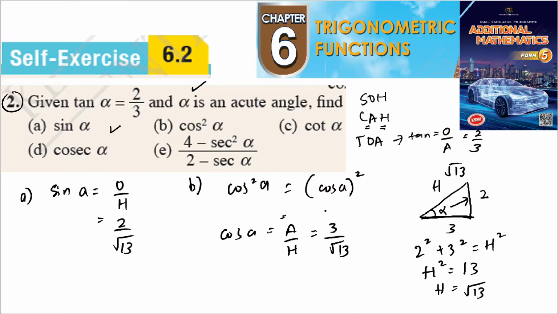So cos A square is equal to 3 over root 13, squared. Sorry, I bring it down here. So 3 square divided by root 13 square. 3 square is 9. Root 13 square, the square and root can be cut off, so you get 13. So this one is 9 over 13.